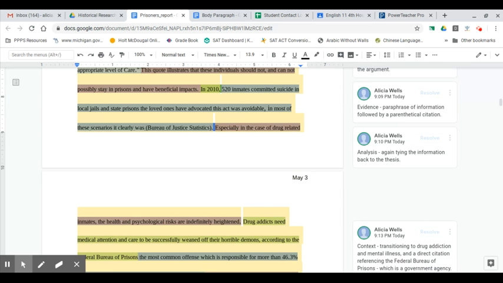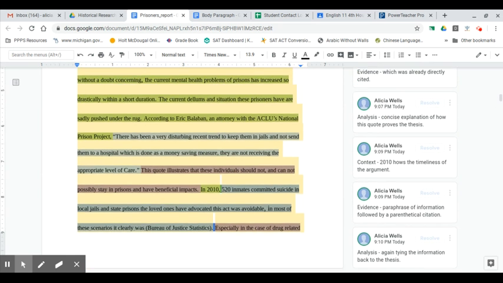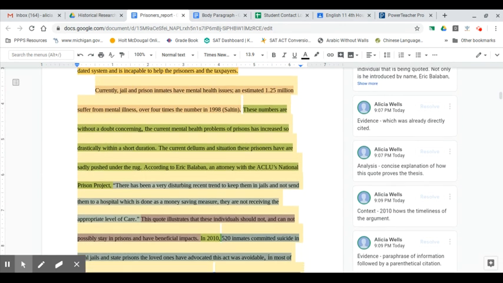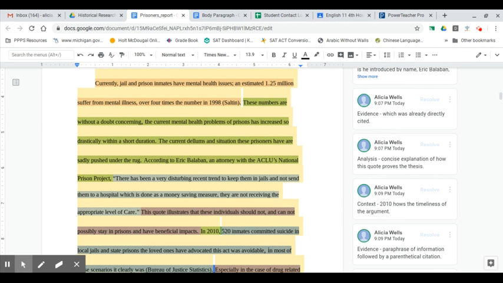So we can kind of go through this, but I would recommend possibly going through yourself, looking at the notes to understand what's happening. So again, this should cover psychology, and it does. "Currently, jail and prison inmates have mental health issues. An estimated 1.25 million suffer from mental illness, over four times the number in 1998." So we know coming in with this topic sentence, we're talking about mental health issues. She has introduced this topic and connected it to a startling or growing statistic, partially as a hook. This is just a stylistic choice.